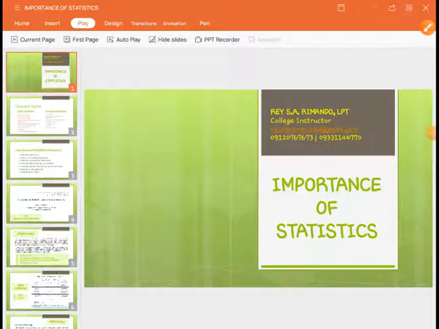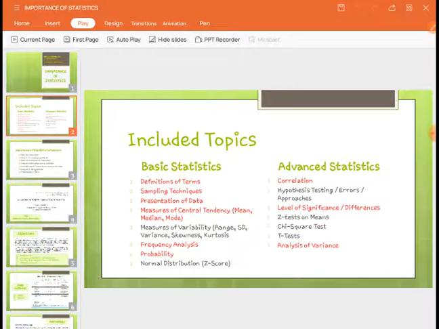Before anything else, I would like to introduce the importance of statistics first before we proceed to our lessons. Included topics in your statistics subject are definition of terms, sampling techniques, presentation of data, measures of central tendency that includes mean, median, and mode, the measures of variability, range, standard deviation, variance, skewness, and kurtosis, the frequency analysis and probability, and the last is the normal distribution.